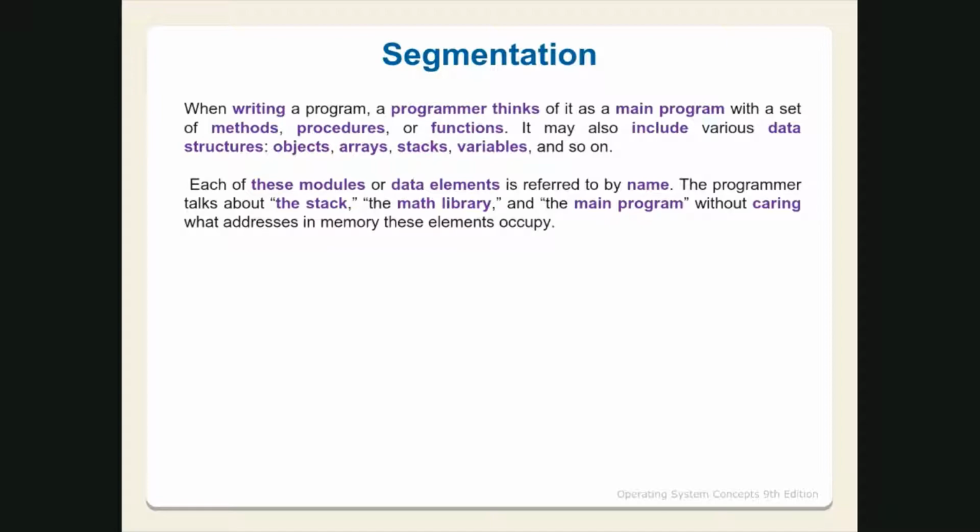When you're thinking about a user process, let's say a program, you will have these kinds of areas in your program, like your main program, and it has some methods, procedures, or functions. You may also have some data structures, arrays, stacks, or variables in it. So your program contains certain modules and some data. Each module and your data may contain some name, and it is all referred to by a name: the name of your method, your function, your variable.